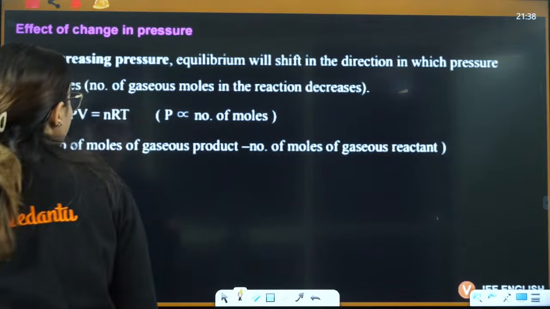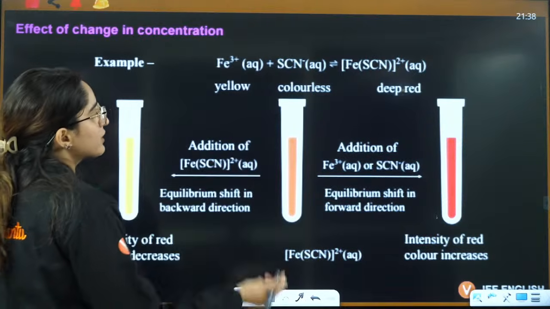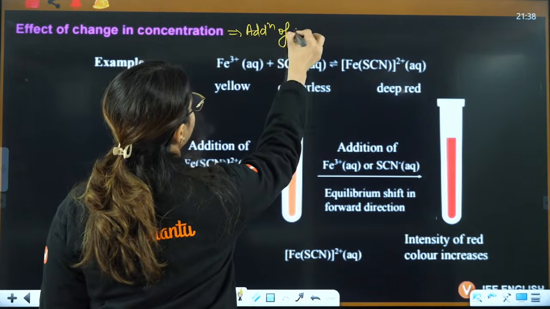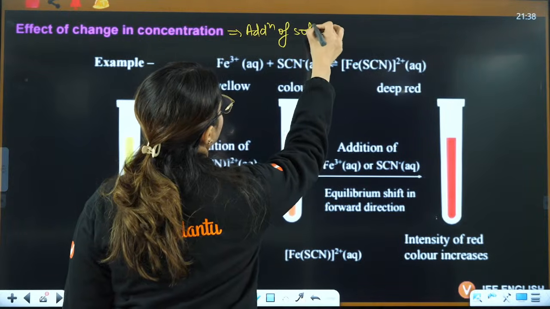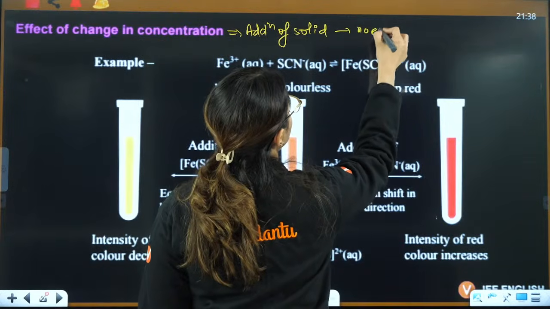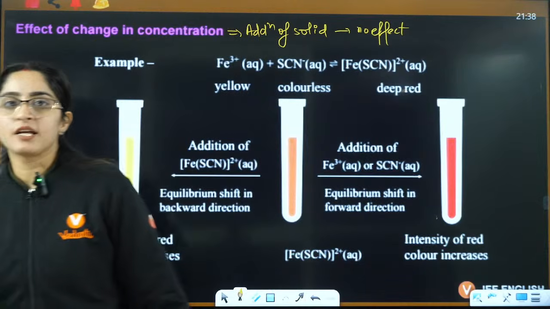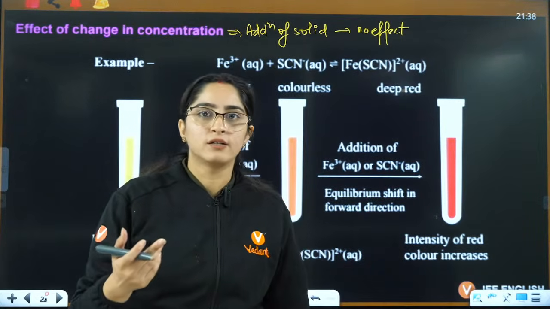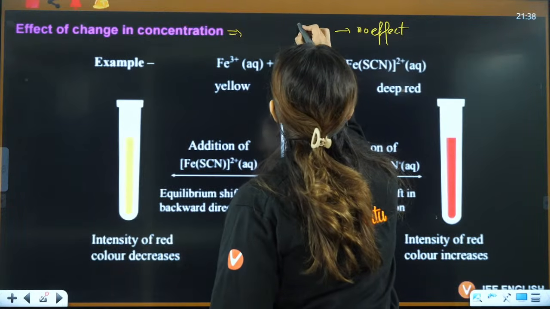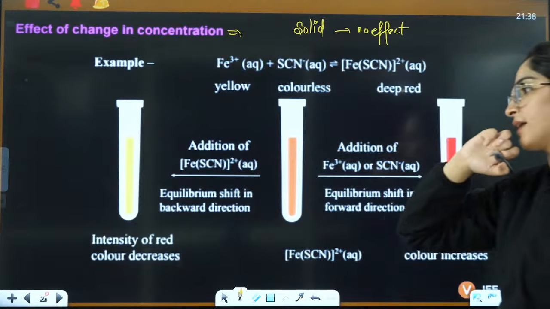Okay. Now remember one thing. Addition of solid has no effect. If there is some reactant or product which is solid, and you are changing the concentration of solid, then there is no effect. Instead of writing addition, if you change the concentration of solid, it will not have any effect there.